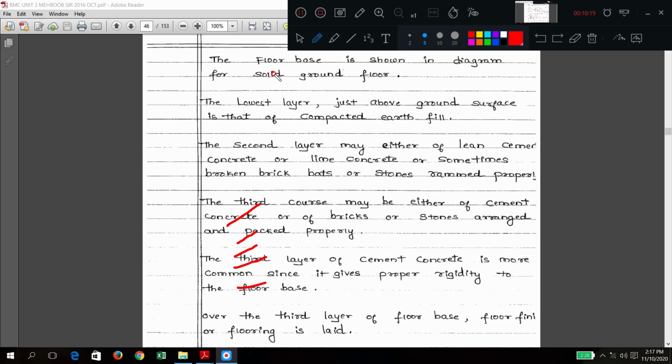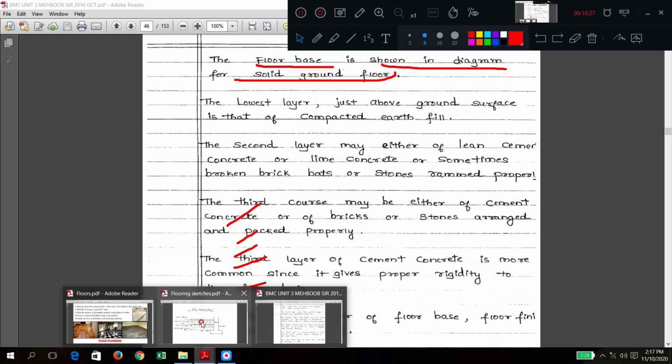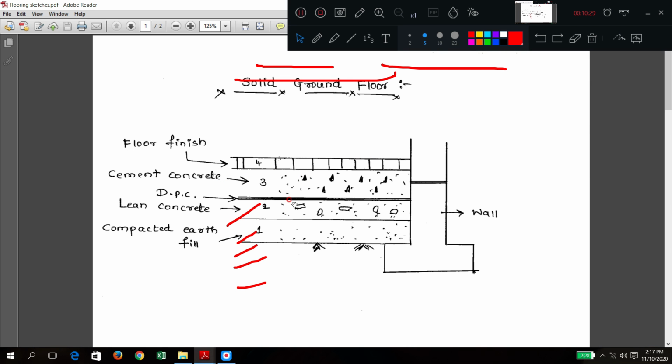So floor base is shown in the diagram for solid floor. Whatever diagram we are seeing, this one, this is for solid floor.